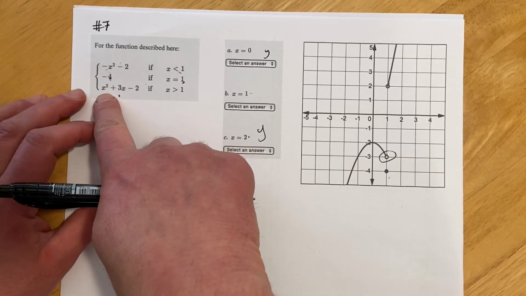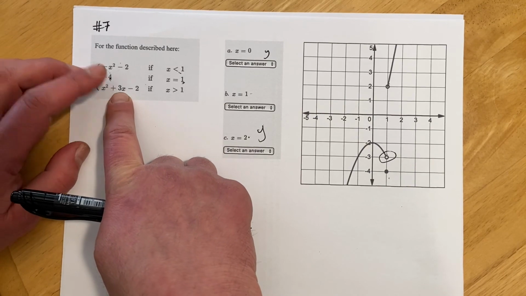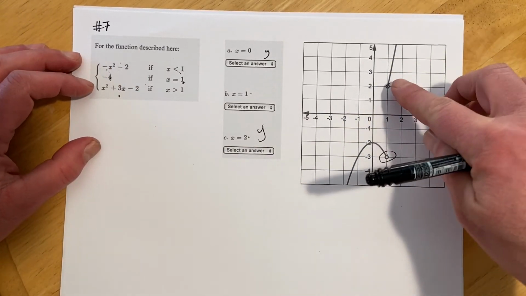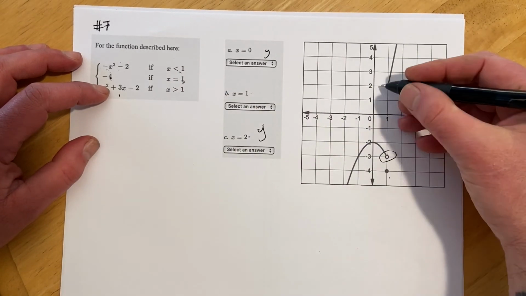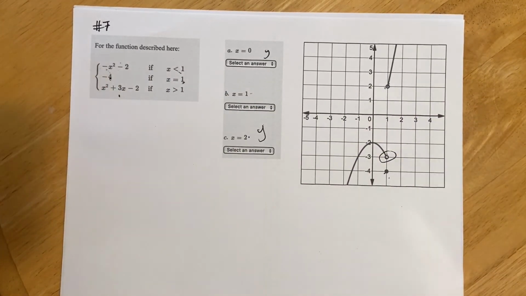If I put in a 1 here, I'd have 1 plus 3 would be 4 minus 2 should be 2. That's what we're seeing right there. So you see how these are coming out to different values when I plug in the 1? What that's demonstrating is that gap, and that's a discontinuity. Cool. Hopefully that helps.